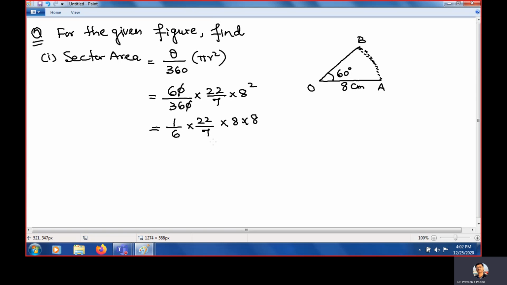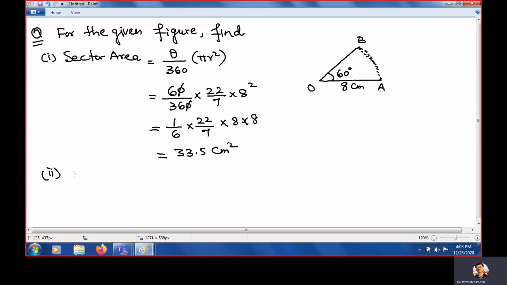Clear? Now you need to multiply and simplify. After simplifying, you will get 33.5 centimeter square. This is the answer for the sector area.